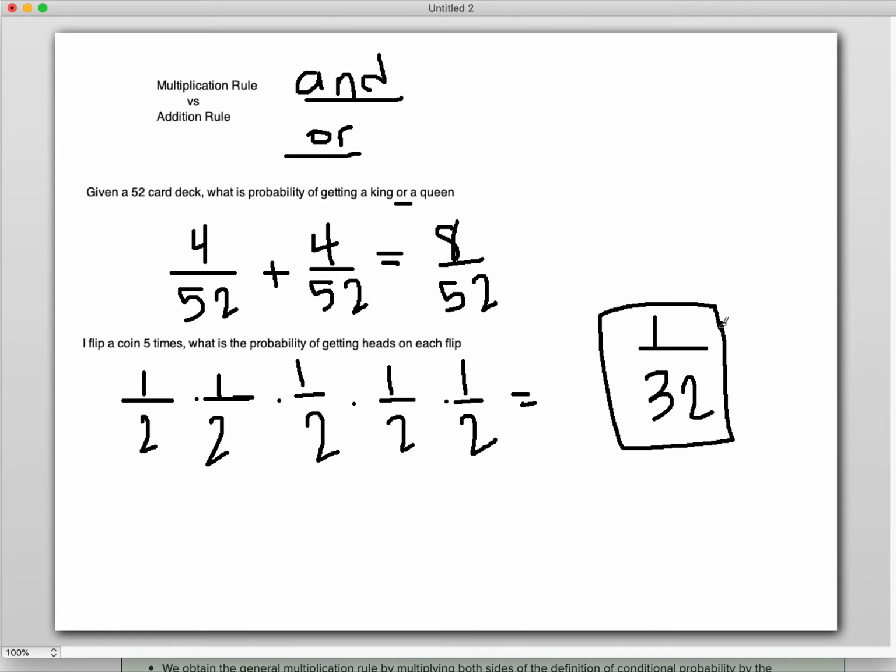So this is when you would use multiplication versus addition. The key thing here is that we have to have more than one event happening, and if those events are independent, which for the most part in your KP they are, then you would multiply the probabilities together.